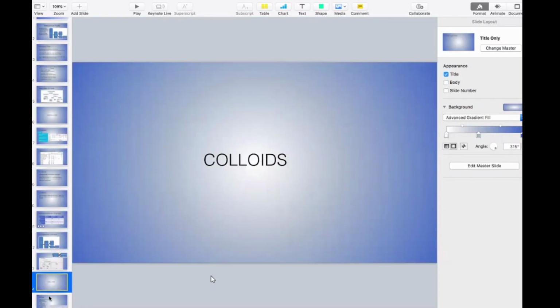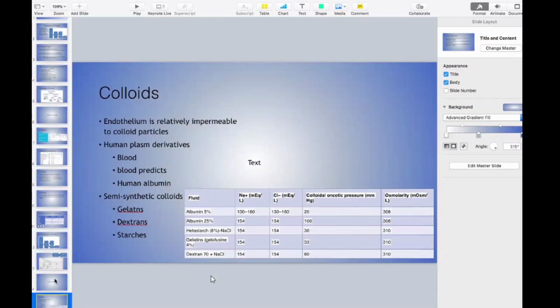So colloids, their particle size is larger than the crystalloid. So they tend to remain in the intravascular compartment longer than the crystalloid. There are basically two types. One is human plasma derivatives, that is blood, blood products and human albumin. The other common colloids are semi-synthetic colloids like gelatin, dextran, and starch.